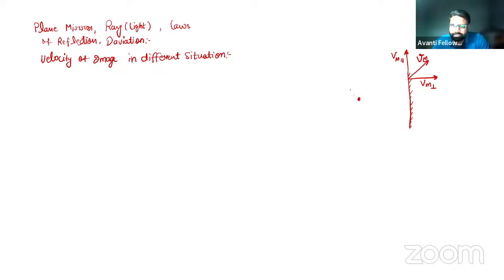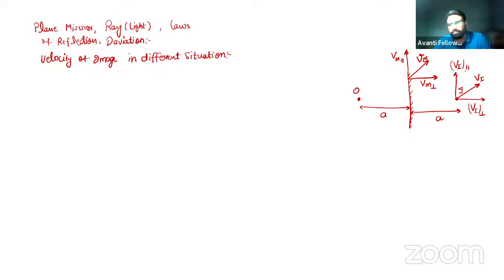Suppose this is the object we have, it's O. So at equidistance, the image will be formed. If this distance is A, then the image will be formed at A distance on the other side. This is the image. Let's say the velocity of image is Vi, and these are the two components of velocity of image: velocity of image perpendicular and velocity of image parallel.